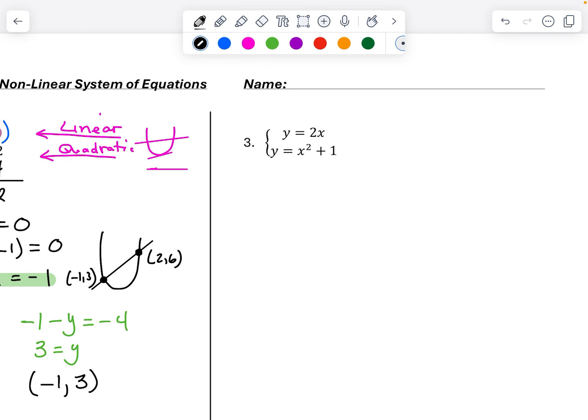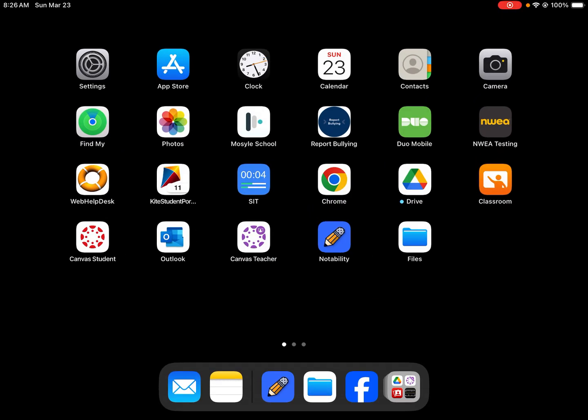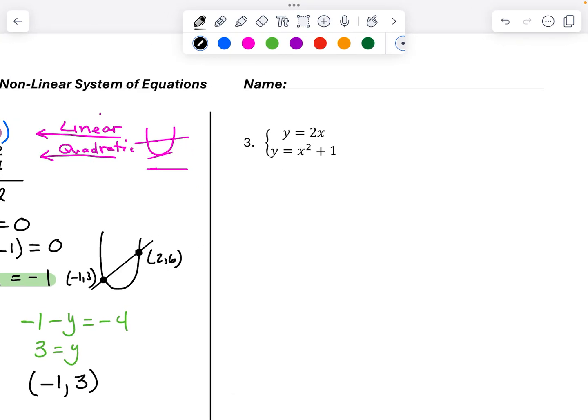Awesome. So this one is y equals 2x. If you want to see what y equals 2x is, we could go to Desmos real quick. Oh, it's linear. Hello. Sorry. This is linear. And again, this is quadratic. Gosh, I wasn't very original when I made this worksheet.